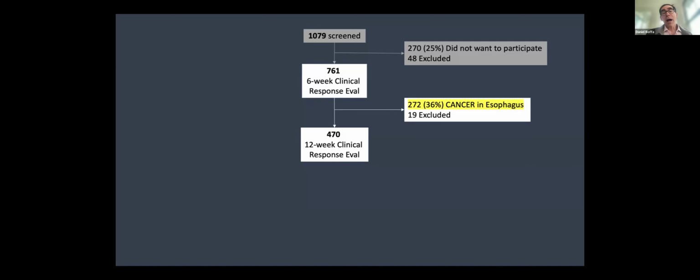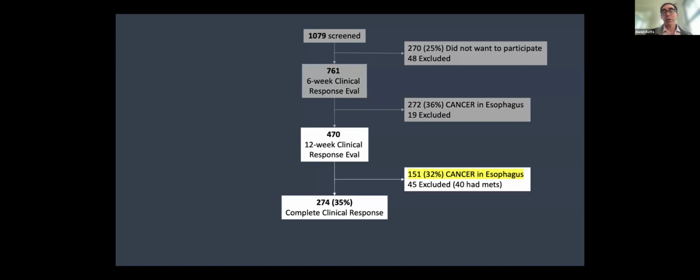And those that did not went on to the 12-week clinical evaluation, which is a little bit more involved, which was upper endoscopy, ultrasound, and a PET scan. And of the people that underwent that second clinical evaluation, another third were found to have viable cancer, but 40 of them actually had systemic metastases that were found between their screening and this 12-week clinical evaluation.